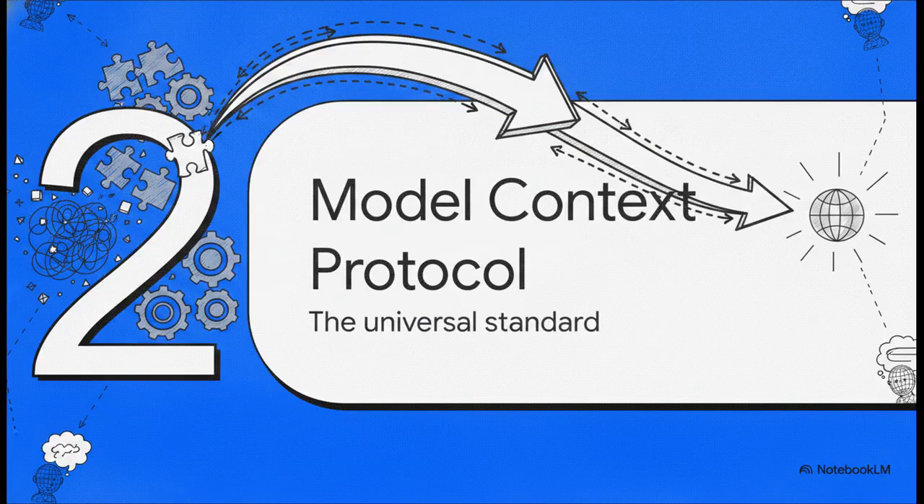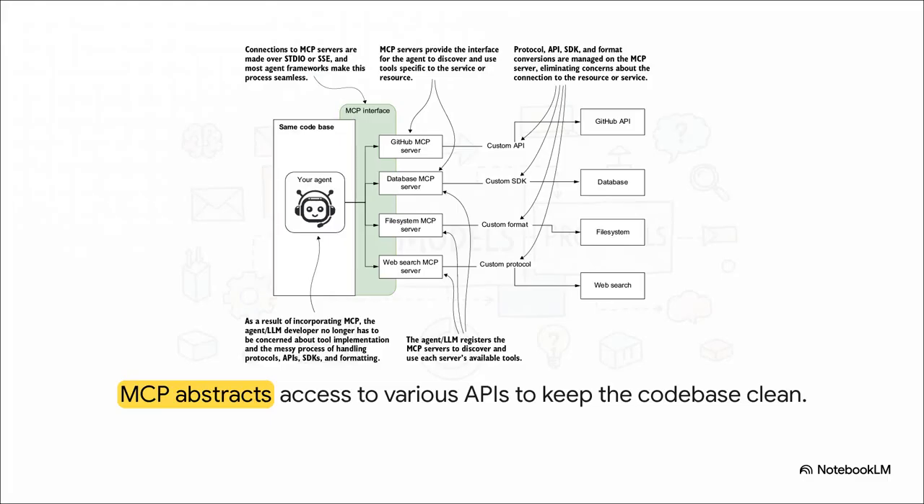Which brings us to Section 2, the Model Context Protocol. This is the universal standard designed to abstract all that messy implementation away. Think of MCP as a protective shield. On one side, you have your beautiful, clean agent codebase. And on the other side, you have the absolute wild west of GitHub APIs, custom databases, local file systems, and web searches. Sitting right in the middle, the MCP interface handles all the protocol, API, and format conversions for you.